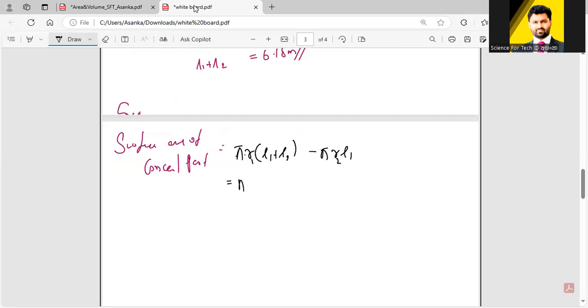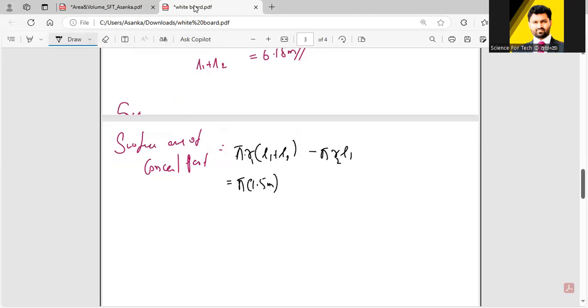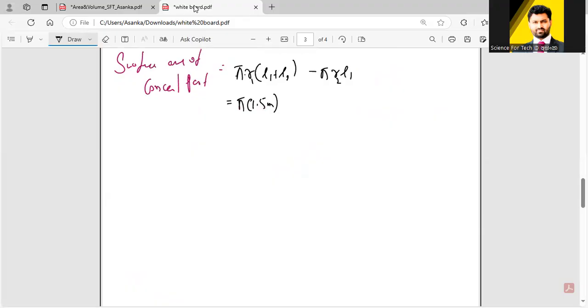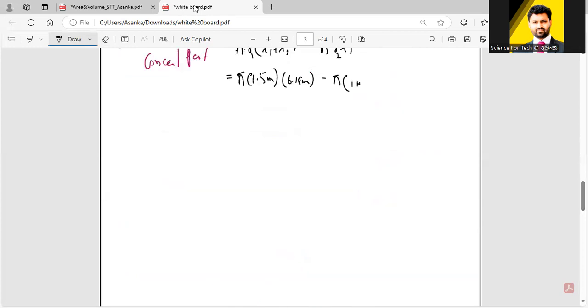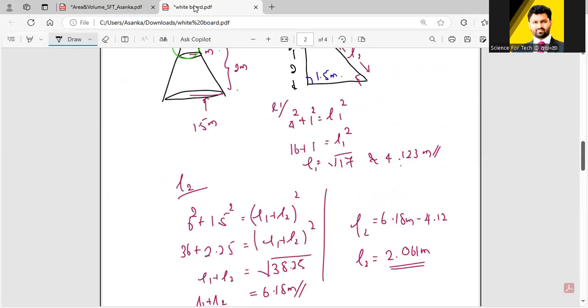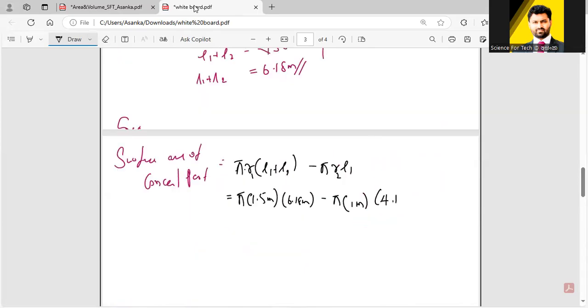Then for R1, it is 1.5 meters. Then L1 plus L2, the answer was 6.18 meters, subtracted by R2, this small one, 1 meter, times L1. How much was L1? 4.12 meters.